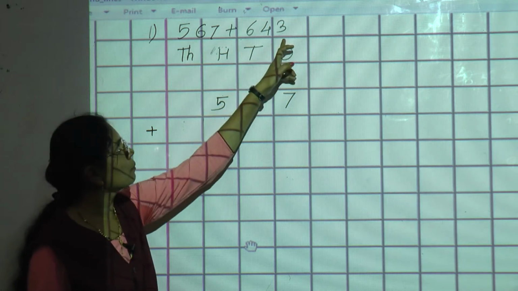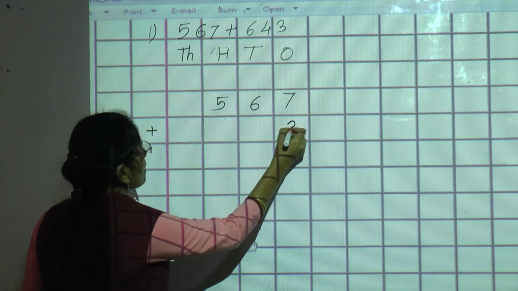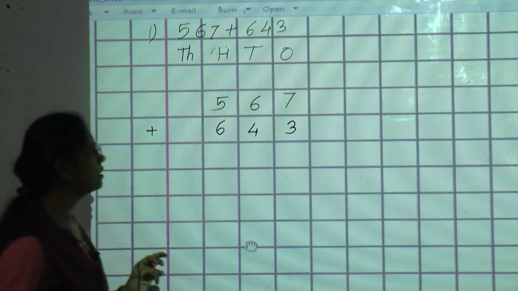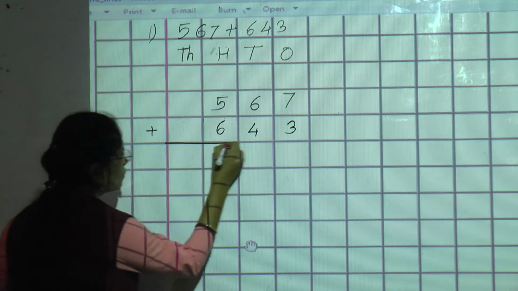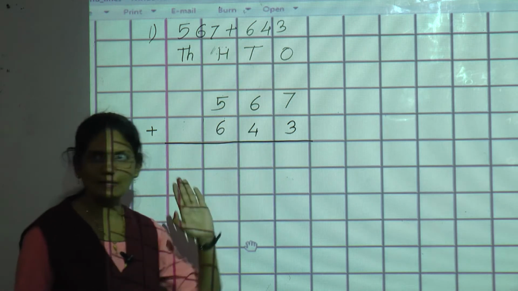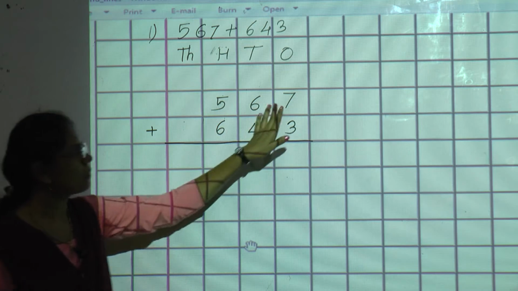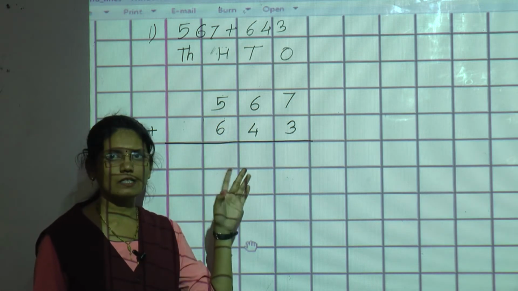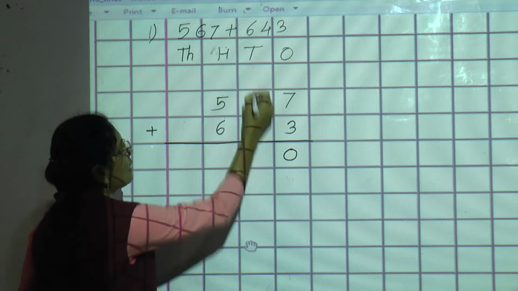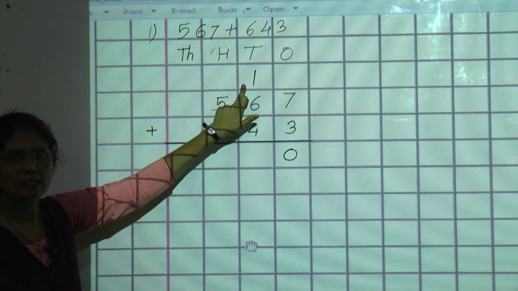Then see the other number. The other number is also a 3-digit number. At ones place 3 is there, tens place 4, and hundreds place 6 is there. Now we can add these two numbers. Now see the ones place column. 7 ones plus 3 ones, 10. 10 ones means 0 ones and 1 ten. So we will give this one carry to the tens place.